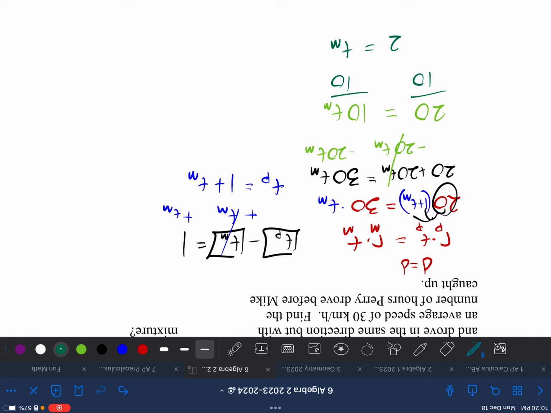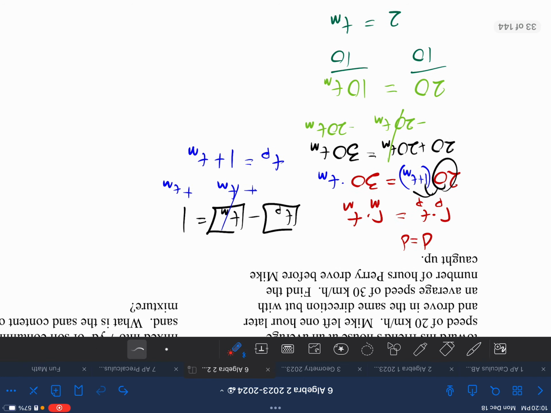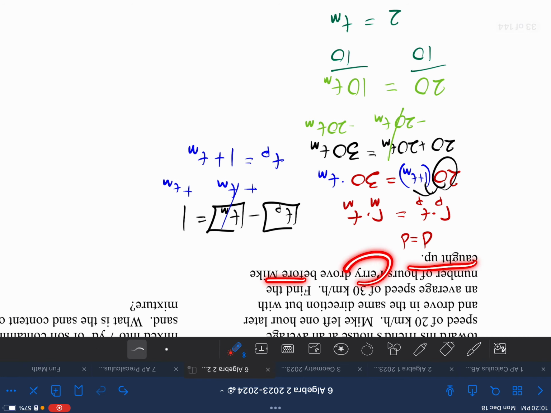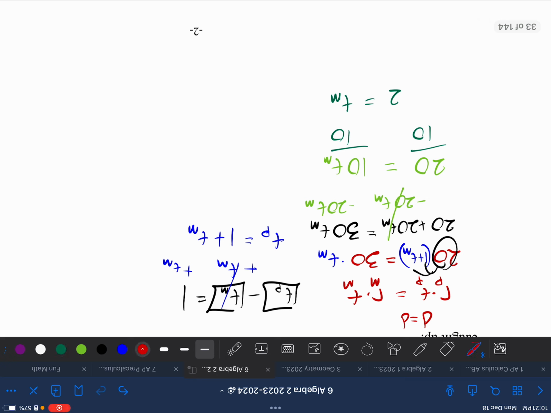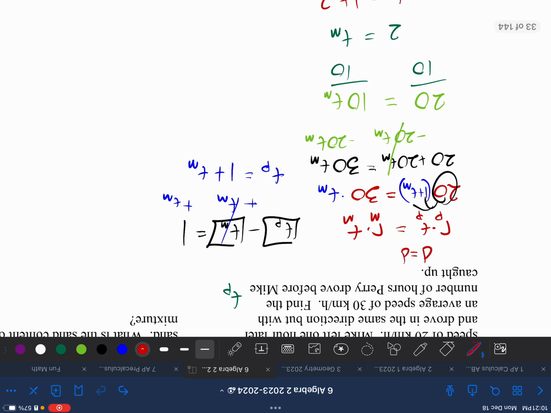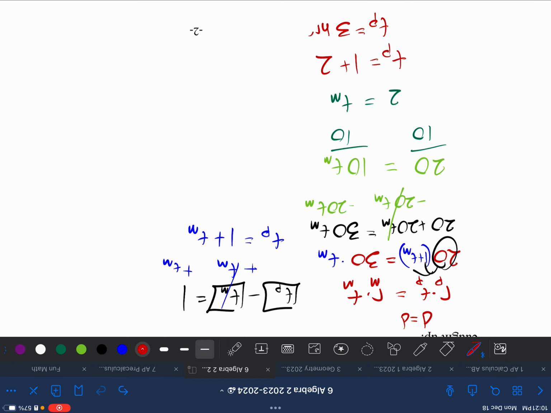So what were we trying to find? Were we trying to find Mike's time? Find the number of hours Perry drove. So we weren't looking for time for Mike, we were looking for time for Perry. So how do I find that? I can use this equation that says, hey, we're looking for time for Perry. Just take the time for Mike that you found down here and you add 1 to it. So time for Perry, which is 1 plus that time for Mike, is actually equal to 3, and 3 is going to be number of hours, 3 hours.